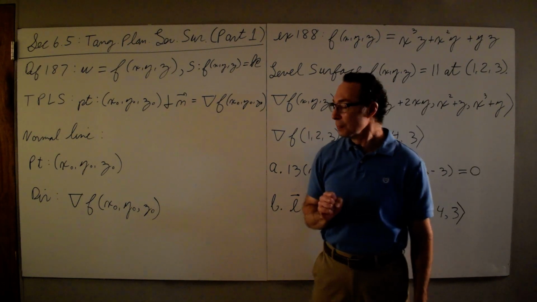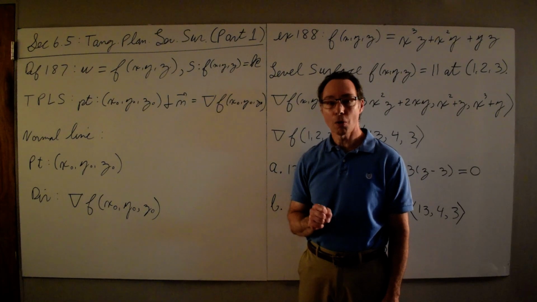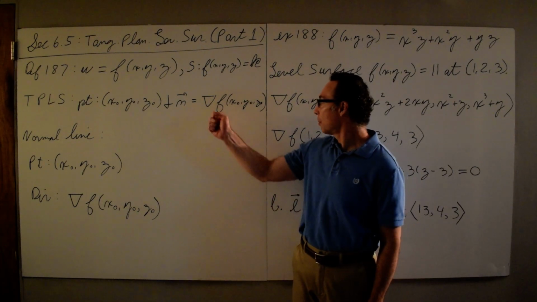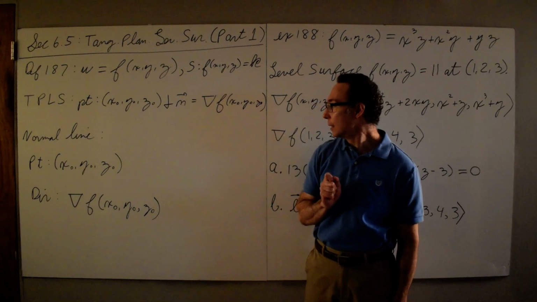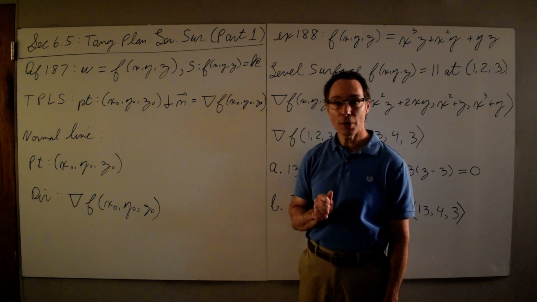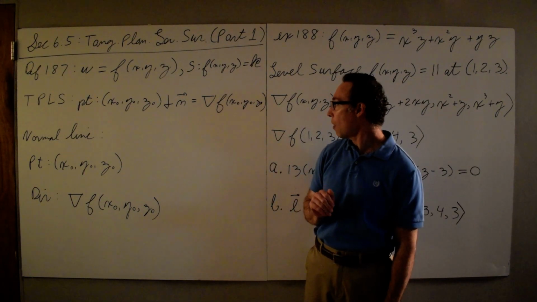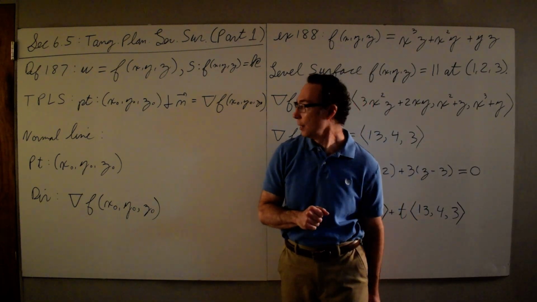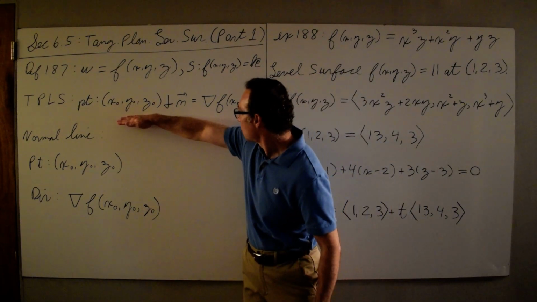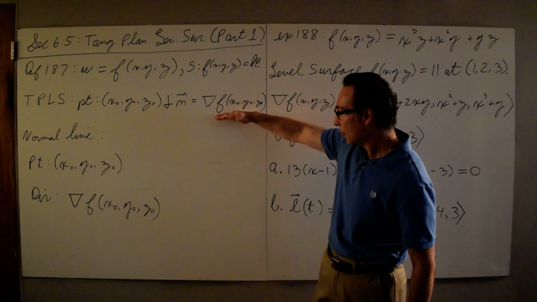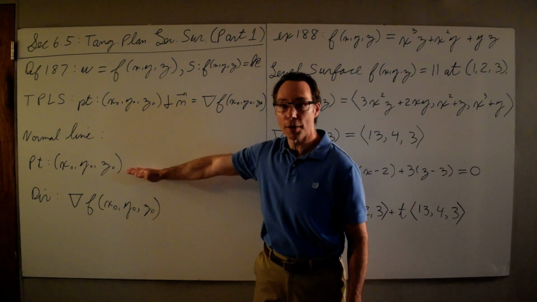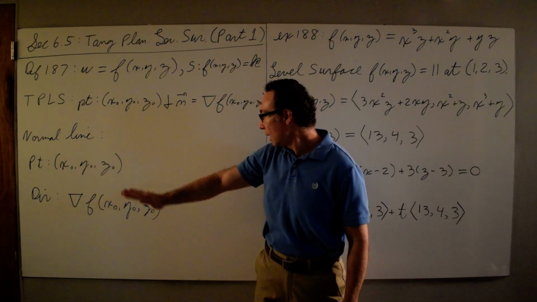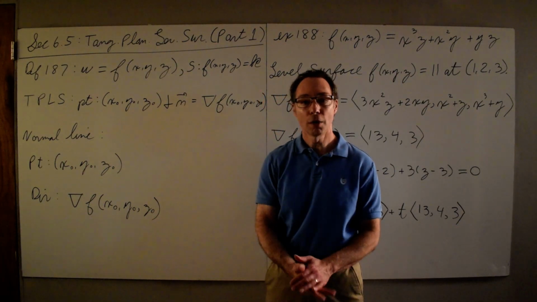Now, then we look at what we call the normal line. Remember, this vector is going to be orthogonal to the plane. So that was a tangent plane. Now we have a normal line. Well, the normal line is the line that goes through this point in the direction of this vector. And so the normal line passes through the point x0, y0, z0, and it's in the direction of the gradient.